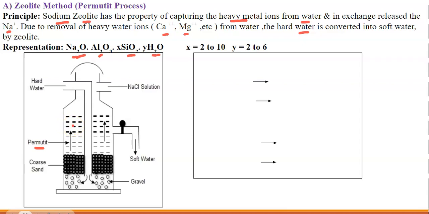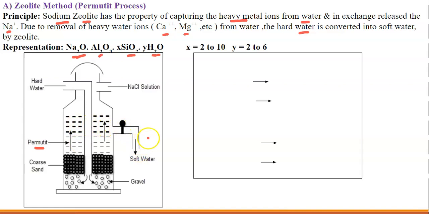Means if, for example, we are just assuming, if hard water contains 5 magnesium ions, as it passes through the zeolite, after passing through the zeolite, it will now contain 5 sodium ions. The magnesium ions will remain in the zeolite bed, and then soft water can be removed.